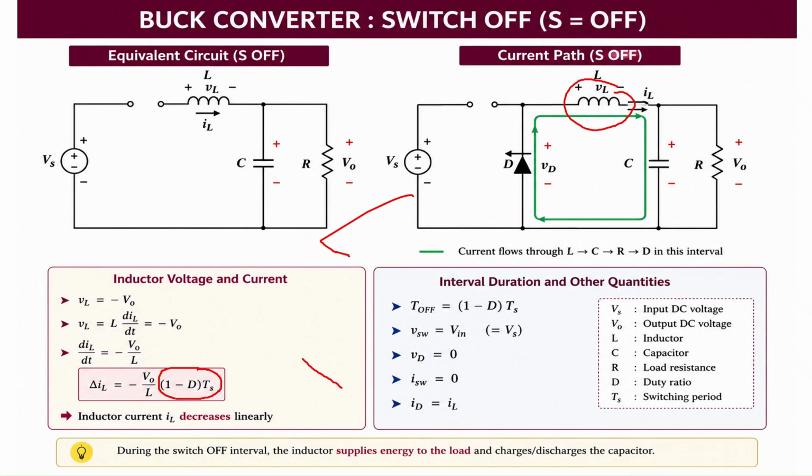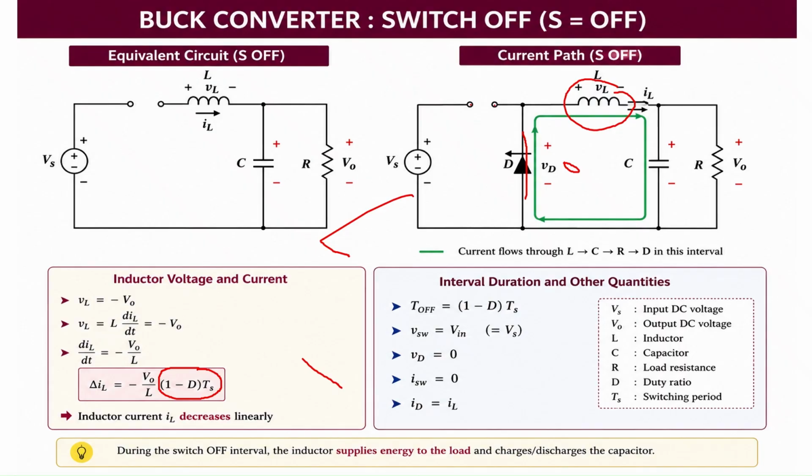VSW is the voltage across this switch. The switch is open circuited, so the voltage across this switch is equal to the supply voltage, Vs or Vin. We can use any notation, Vs or Vin. Vd is equal to 0 because now this diode is forward biased. Forward biased means this diode will act as a short circuit, so the voltage across it will be 0.